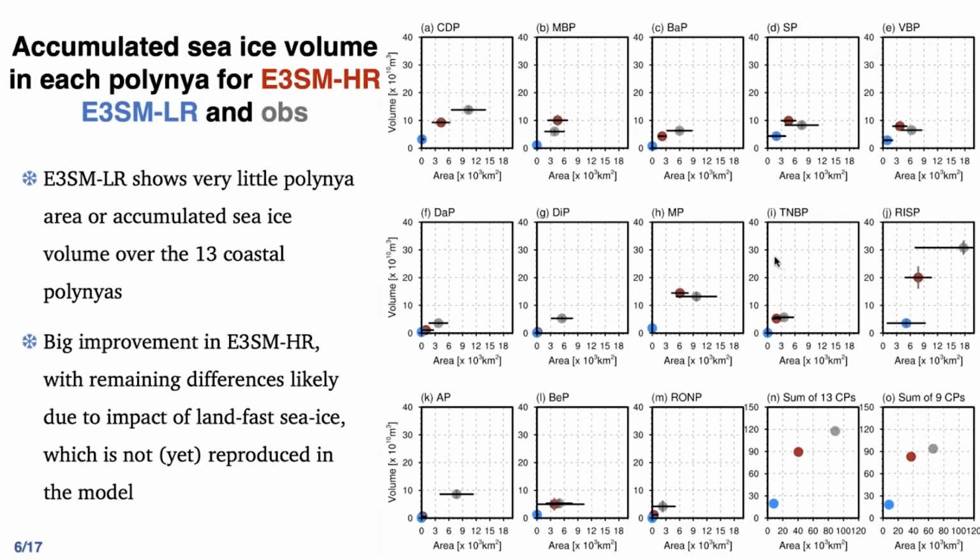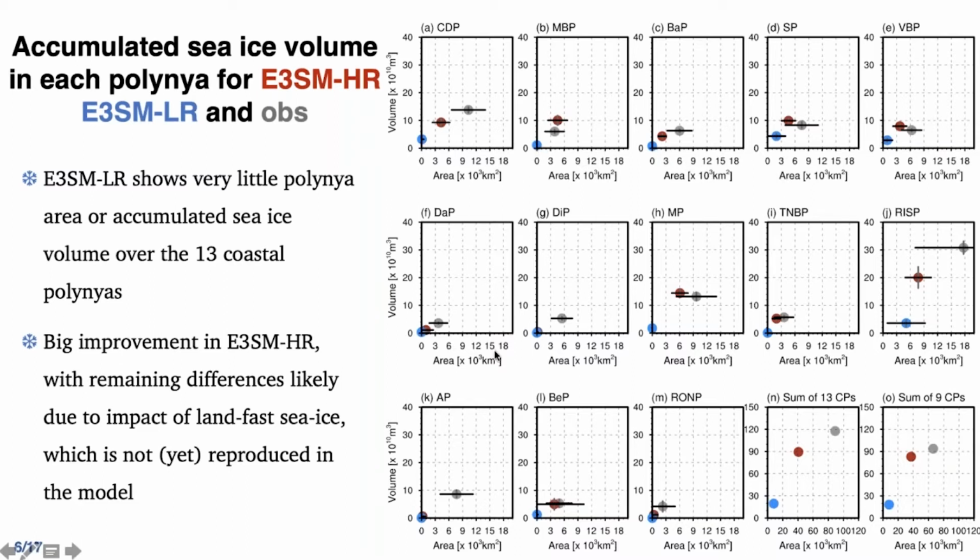Now, to look a little bit more specifically at each polynya, this is a plot of sea ice volume versus sea ice area for each polynya from the E3SM-HR simulation in red, the low resolution simulation in blue. I believe this is the low res tuned HR simulation, and then observations in gray. So what you see is that E3SM low resolution doesn't do a good job at all.